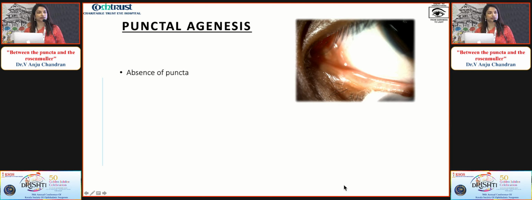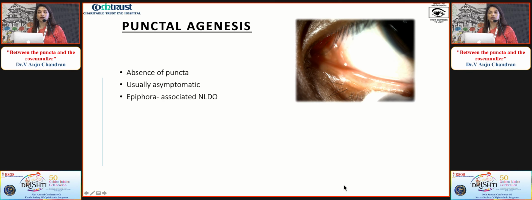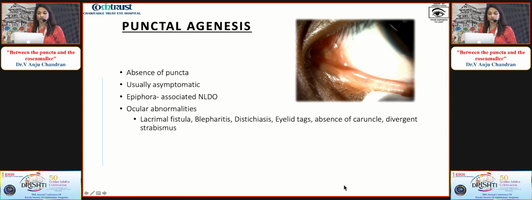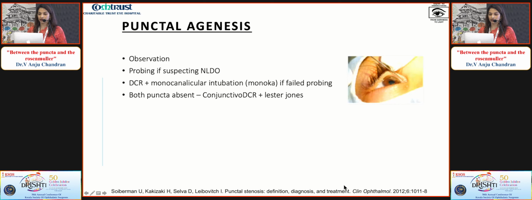So you would have come across this condition, which is the absence of puncta, also known as punctal agenesis. It can involve just a single puncta or both the puncta. Usually the patient is asymptomatic unless it is associated with a nasolacrimal duct obstruction. There are several other ocular abnormalities associated with it, which you need to be aware of and look for as well. It's seen in systemic conditions such as ectodermal dysplasias. Most often it's just observation, probing only if you're suspecting an associated NLD obstruction. And in cases where probing fails, then it's DCR with a monocanalicular intubation.